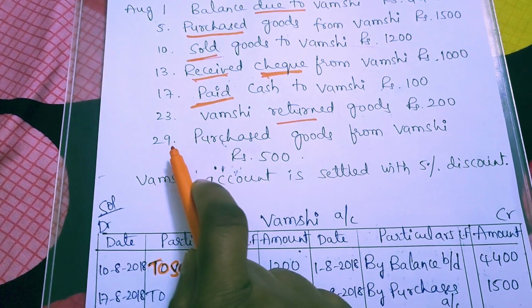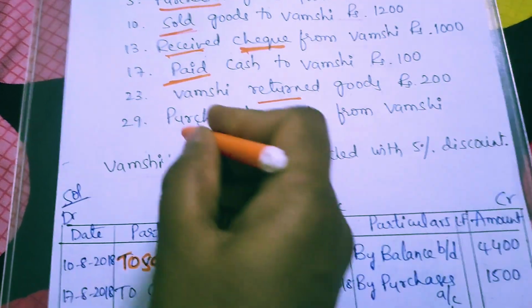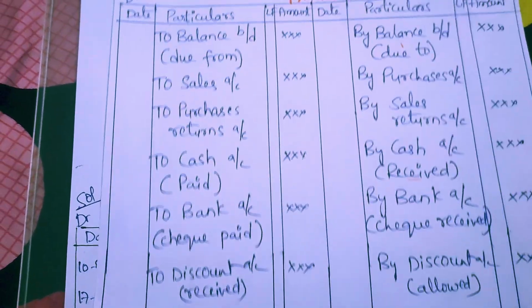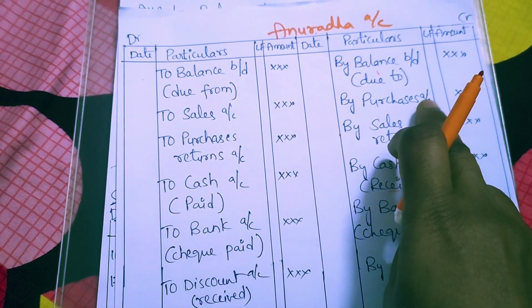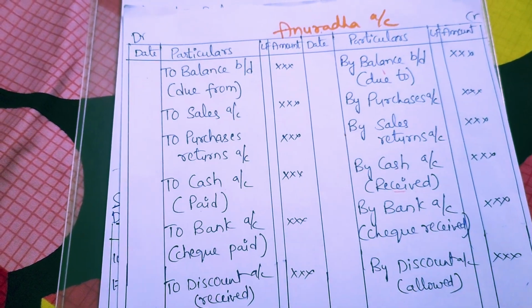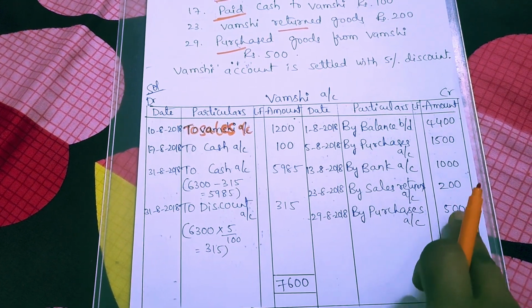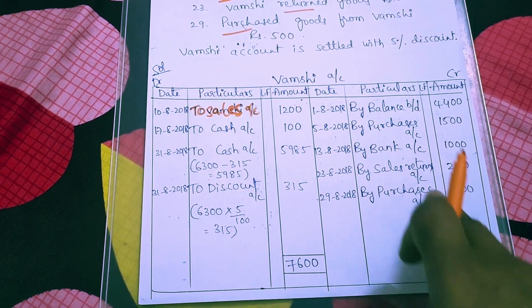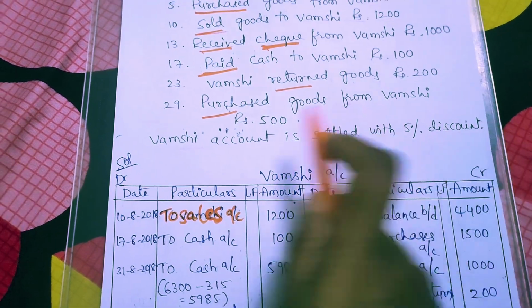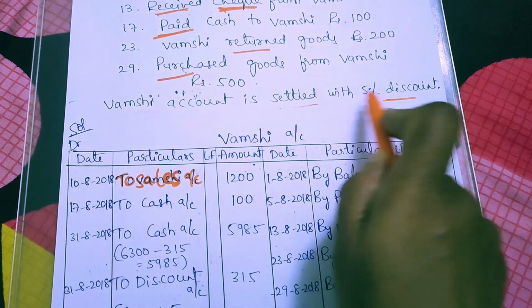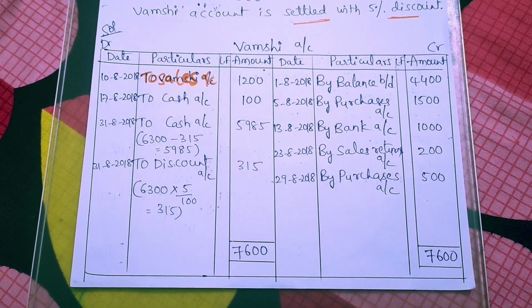Next, 29th date, purchased goods from Vamshi 500. So purchased. Where we write purchases? Credit side. So we should record purchase on the credit side. Let us show purchase on the credit side. 500. Okay. And now Vamshi account is settled with a 5% discount. So here Vamshi account is settled with a discount. So wherever amount is less, while balancing that side we should write cash as well as discount.